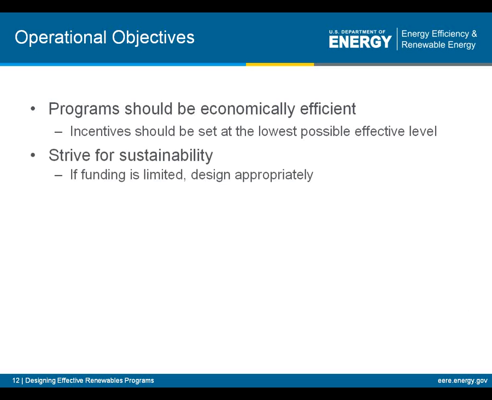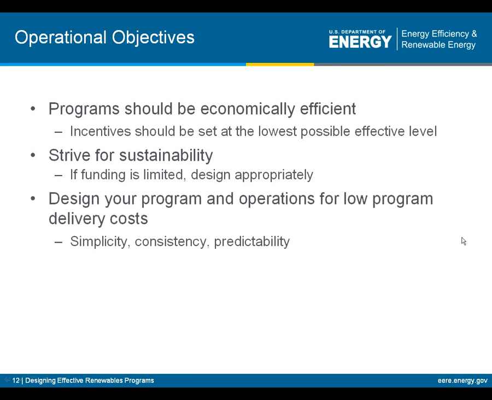You also want to design the program that you're striving as much as possible for sustainability. If you know that you have a secure funding source that's going to go on into the future, it's a great thing to think about designing your program for a 3 to 5 year horizon so that you can think about ways in which it will extend and be sustainable. On the other hand, if your funding source is limited, you want to put together a design that takes advantage of perhaps loans or financing that allows the funding to continue for a period of time.